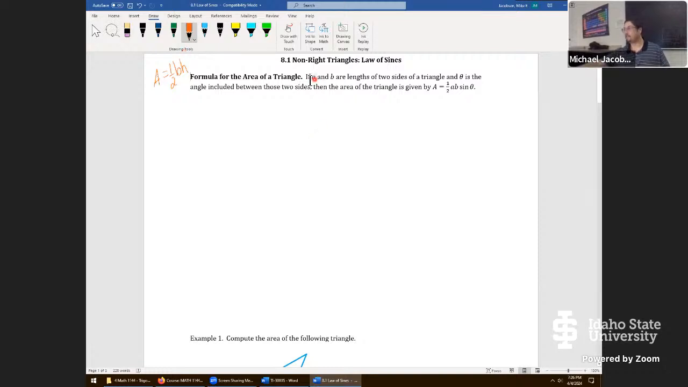But what does this say? If A and B are lengths of two sides of a triangle, and theta is the angle included between those two sides, take a deep breath. That's a big statement. Before we do anything, let's capture this as a diagram. This is a real skill in reading mathematics.